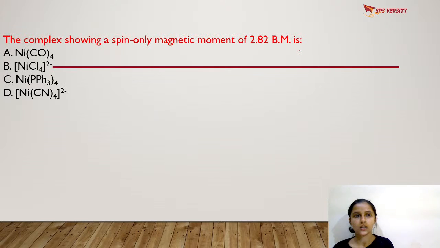The complex showing a spin only magnetic moment of 2.82 BM is. What is the answer?